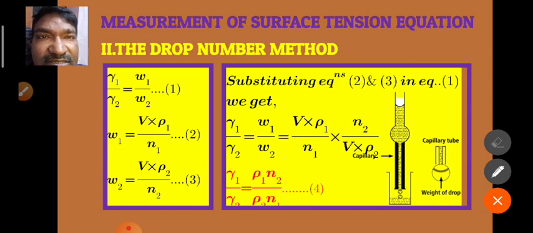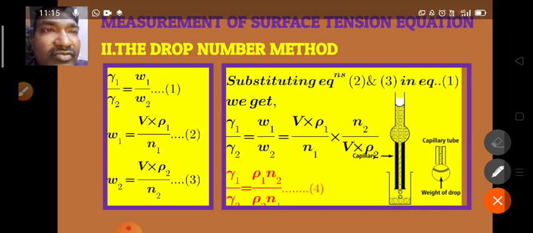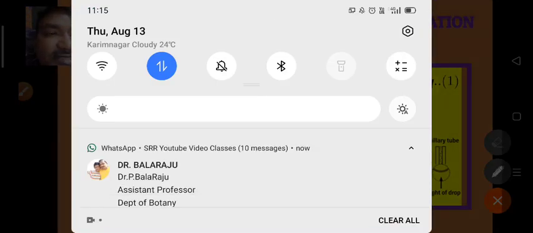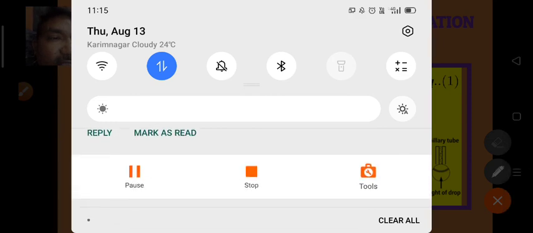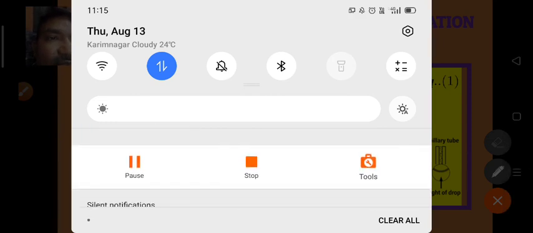The experiment is repeated with the second liquid, and we use equation 4 here to calculate the surface tension of the given liquid.